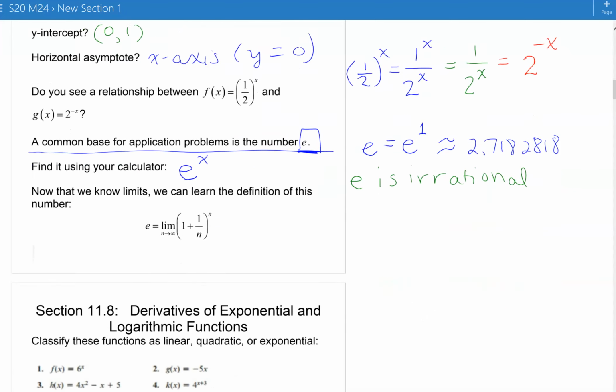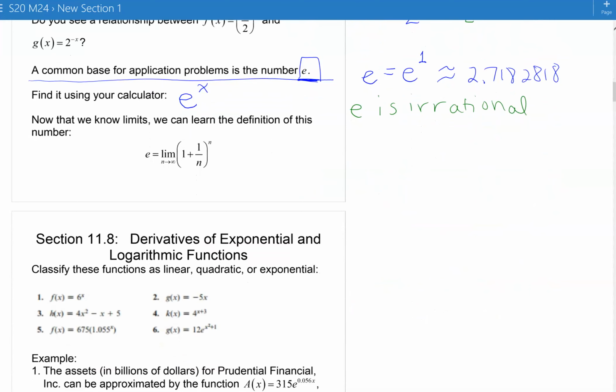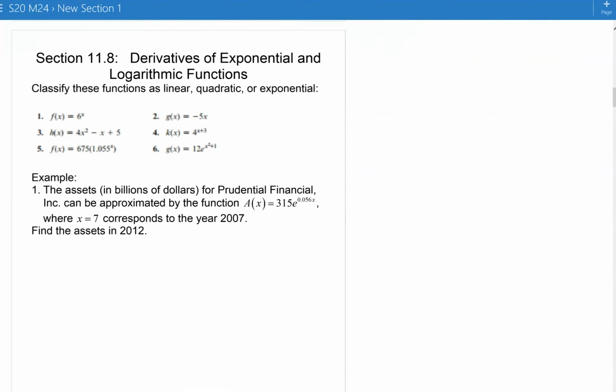So now that you know about limits, you can learn the actual definition of the number e, because it's the limit as n goes to infinity of 1 plus 1 over n to the power of n. So e is defined as that. It's e in honor of the Swiss mathematician Euler. He is the one that discovered this number and its properties, and so they named it e in his honor.